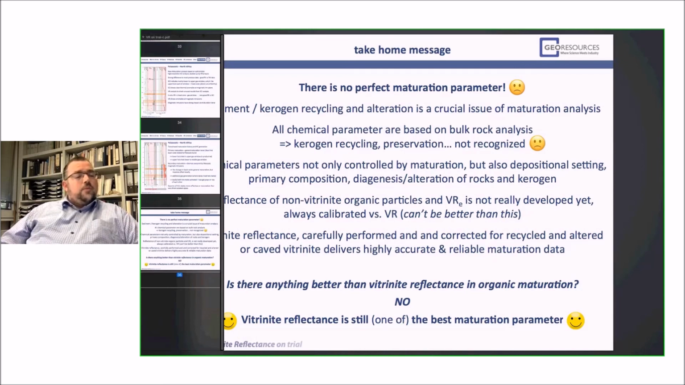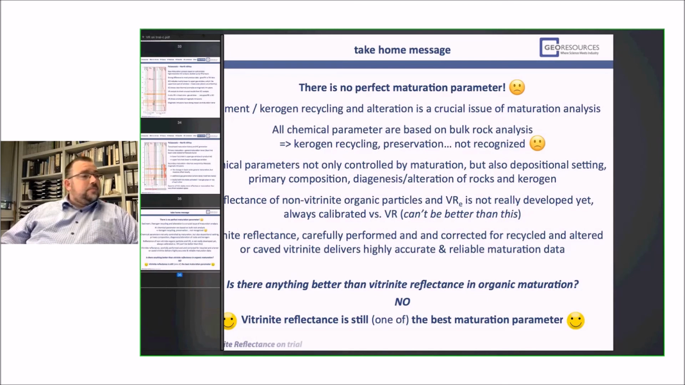And that's very often why I like to combine color indices, polynomorph color indices, and vitrinite reflectance in integrated maturation studies, because then I can check from my slides for the polynomorph colors what type of polynomorph I have in the different maturation populations, and can understand what is caved, what is in situ, what is recycled. But it's no easy solution to this problem.